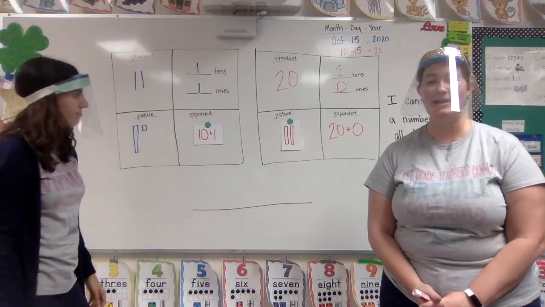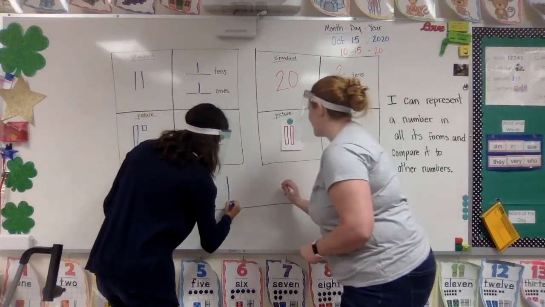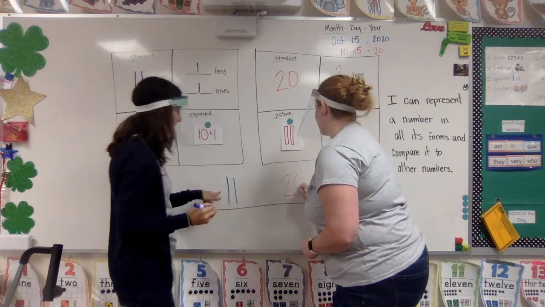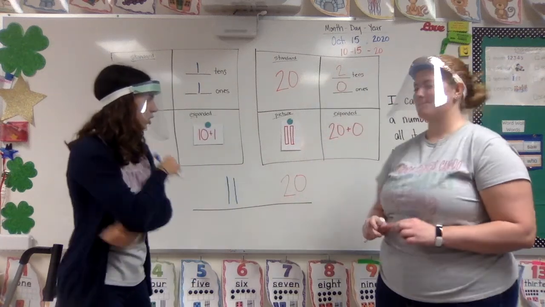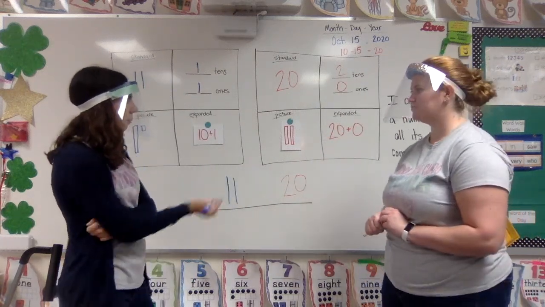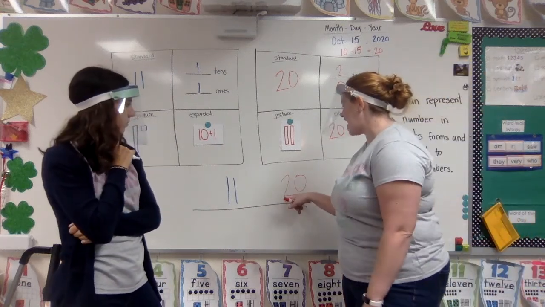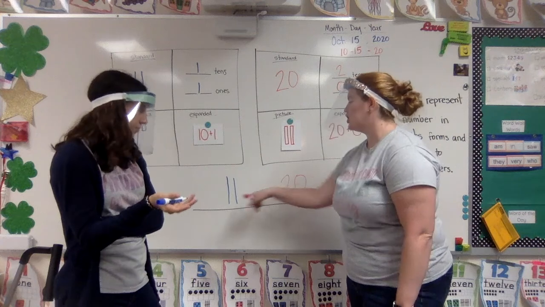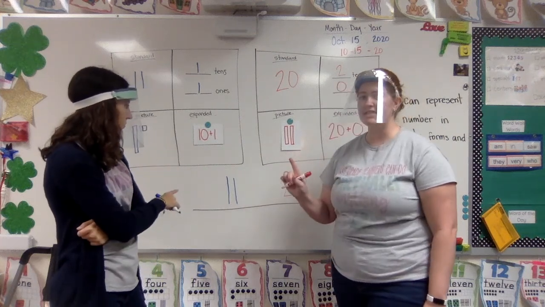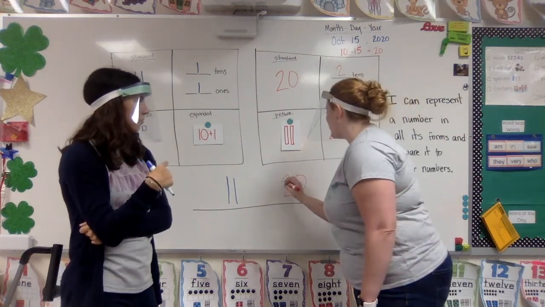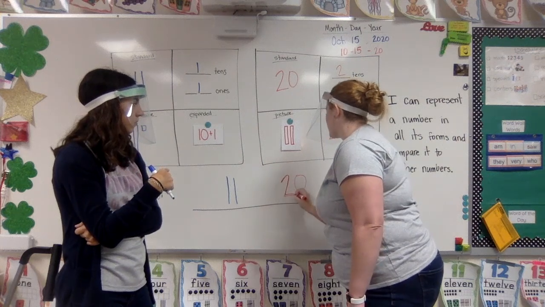Ooh, let's compare these numbers, Miss Lestico. I'm going to bring my number down. I have 11. Miss Lime has 20. We both have numbers in the tens place this time. Oh, we do. But you know what, Miss Lestico? I have 2 10s. You have 1 10. So I know that my number is bigger than yours.